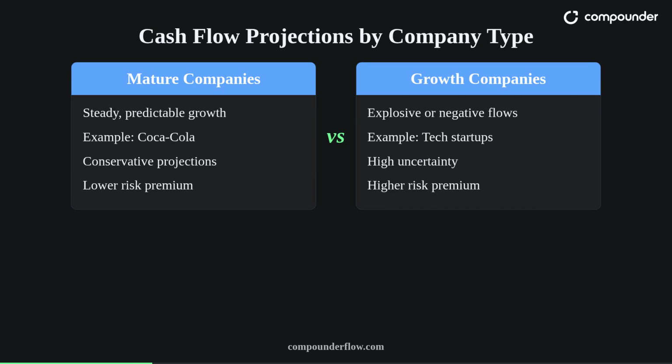Projecting these cash flows requires analyzing the company's business model, growth prospects, and competitive position. For a mature company like Coca-Cola, cash flows might grow steadily but slowly. For a tech startup, they might explode upward or remain negative for years while the company invests in growth.